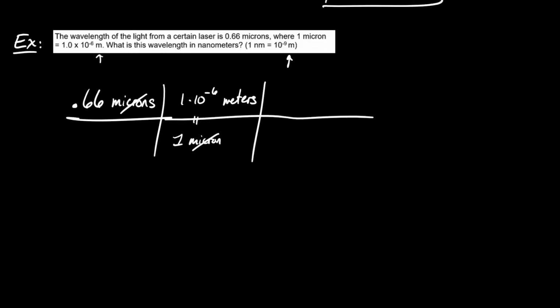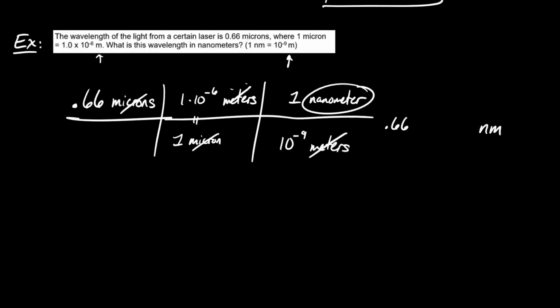Now we just want to convert the meters over into nanometers. And it tells us 10 to the negative 9th meters. Again, I'm putting meters downstairs so I can cancel with the meters that's currently upstairs. 10 to the negative 9th meters equals 1 nanometer. Okay, so we've canceled all the units. The only unit left is nanometer. And the numbers that appear in front of it are 0.66. Then we have a 10 to the negative 6th upstairs and a 10 to the negative 9th downstairs.